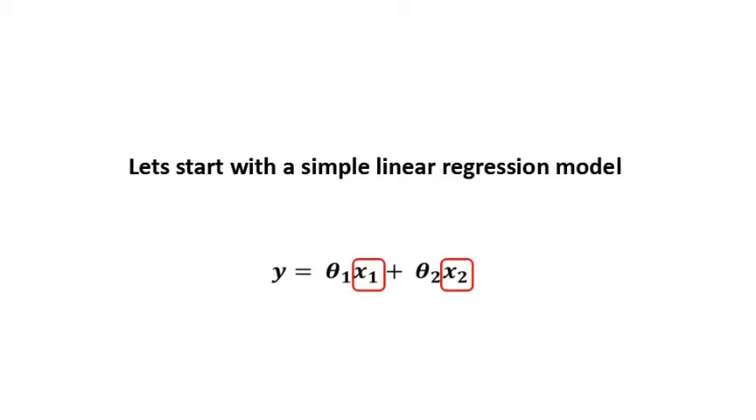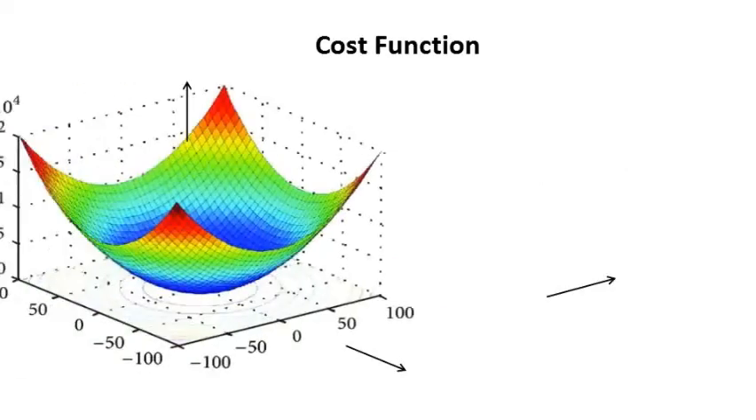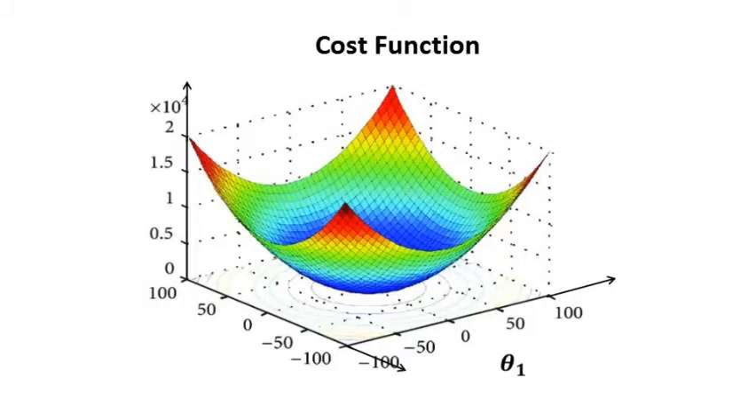and x2 are features and theta1 and theta2 are model parameters and y is the target variable. The cost function for this problem would look something like this. On one axis there is theta1 and we have theta2 on the other, and the value of cost function J, which is a function of theta1 and theta2, lies on this axis.